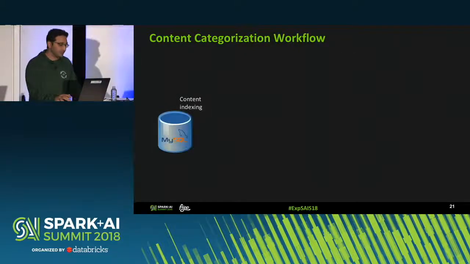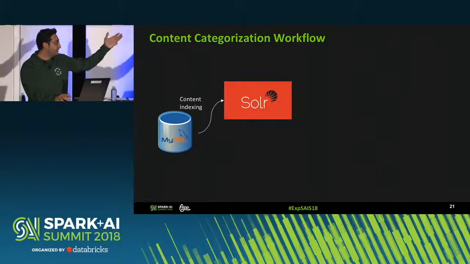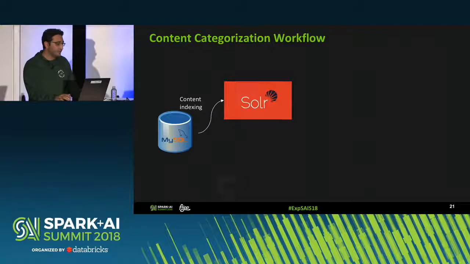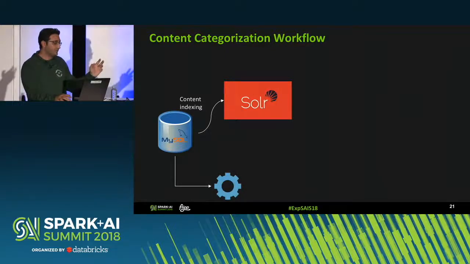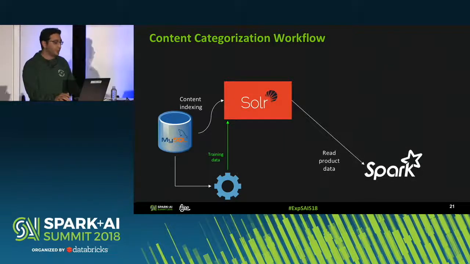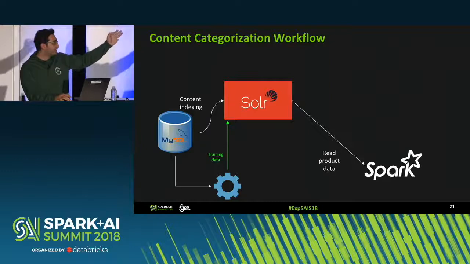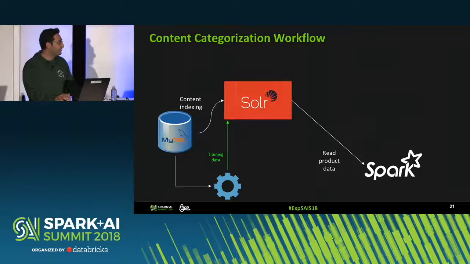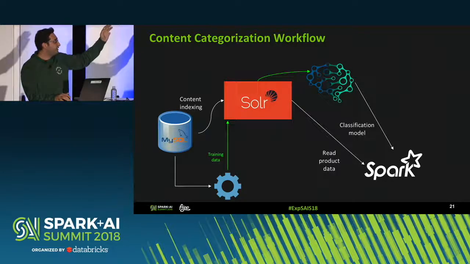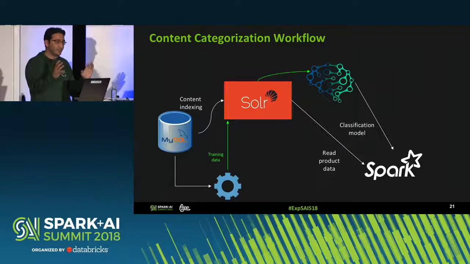So the workflow is something like this. You index content into MySQL, and then you index the raw content within Solr. Then we use our microservice to get some data from the same MySQL database and input the training data into Solr in a separate collection. Now we read the raw data through the Spark Solr connector into Spark as a data frame, and we feed our training data to our classification model so that we can train it and also get the categorization related to an item within the data frame.